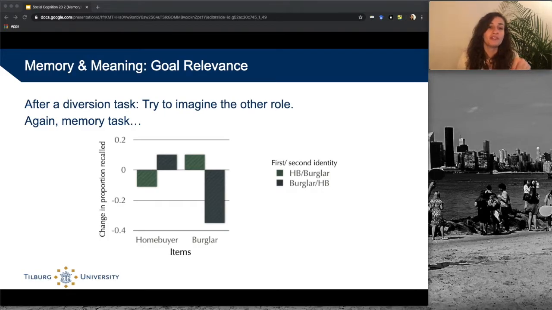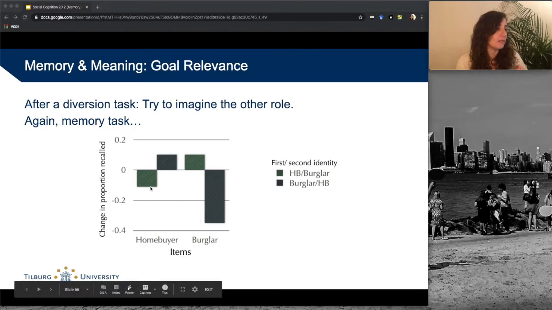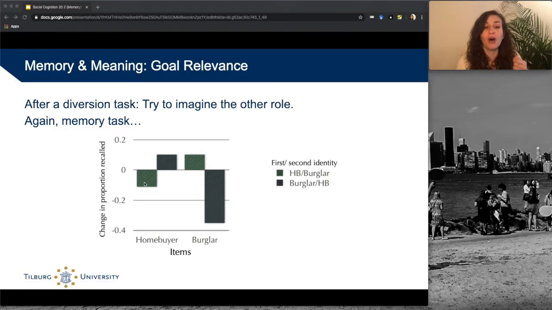You can see that participants who switched from home buyer to burglar were less likely to be able to recall home buyer items, and this would be here. They were less likely to recall home buyer items, and more likely to recall burglar items, which fit the second identity they were taking on. So stuff from the first identity was forgotten, and stuff from the second identity became more important.